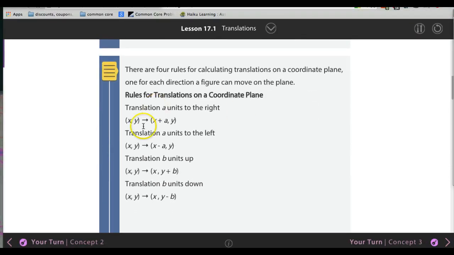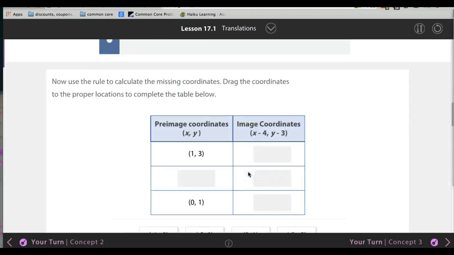So then, of course, these are the rules, and you don't really have to understand this part because it's all common sense. If it says x plus a, then that means you have to move to the right by a, and the y stays the same. These are the rules, and we already did this in chapter 16. And if you want to move to the left, you would go x minus a, and the y stays the same. If you want to go up or down, the y would change. You add b or subtract b.